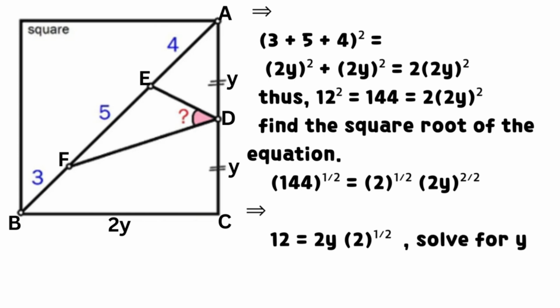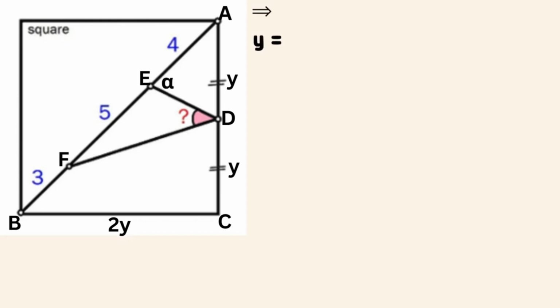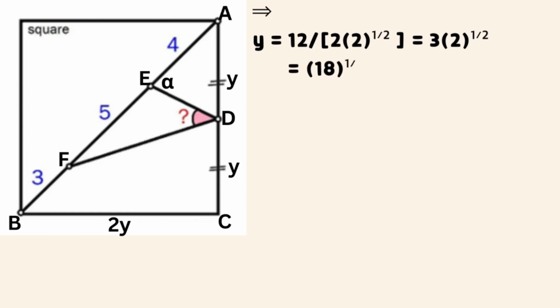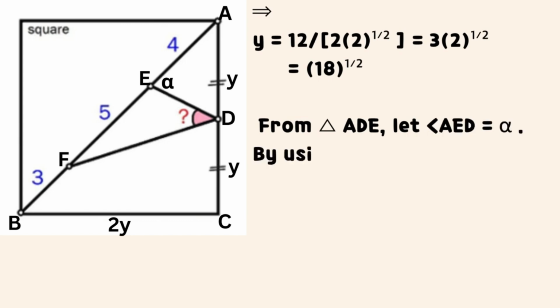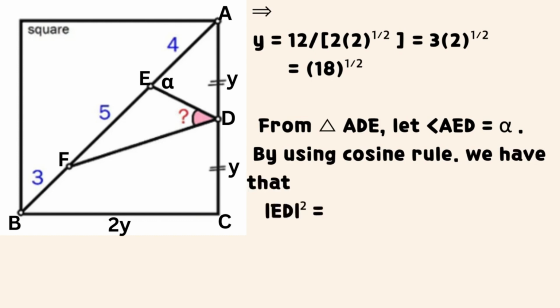Find the square root of the equation and simplify. We have that 12 equals the product of 2y and the square root of 2. Solve for y. It signifies that y equals the product of 3 and the square root of 2, which equals the square root of 18. From triangle ADE, let angle AED equal alpha.